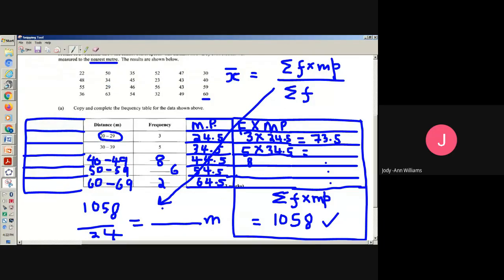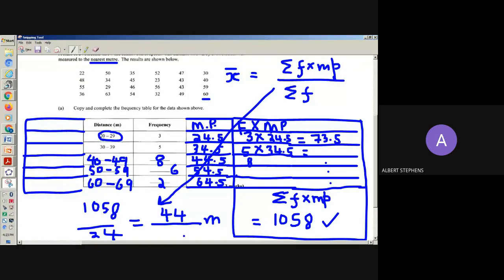44. All right. Can somebody second that and third that? 44. All right, very good. So the average is what? 44 meters. So in the competition, the average distance that the ball was thrown was 44 meters. And that's how you find the mean from grouped data.